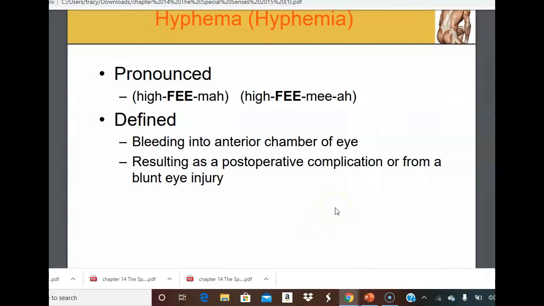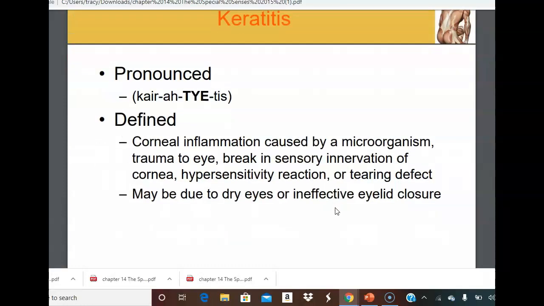And we'll get to the other one. Myopia is a little farther away. I'm going to skip that one.